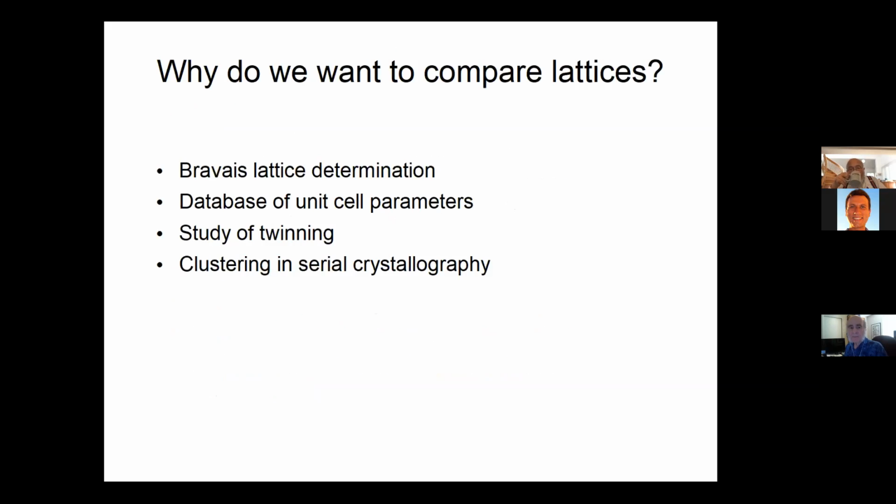Why do we want to compare lattices? One is the Bravais lattice determination. This is really one of the first stages that happens in crystal structure determination. There are databases of unit cells and you want to look them up. And I have a story to tell there.